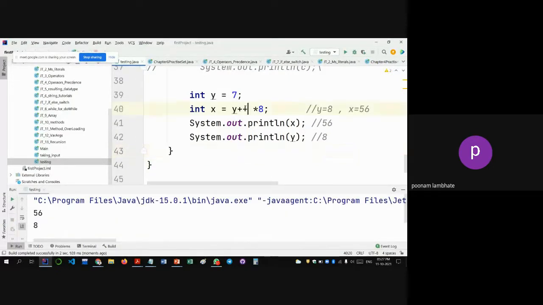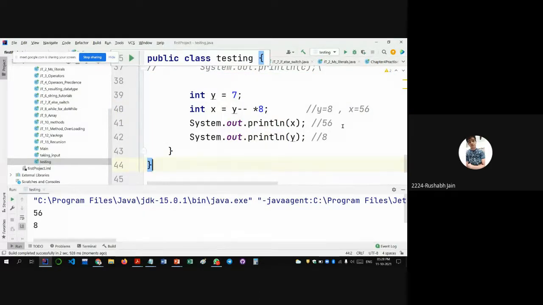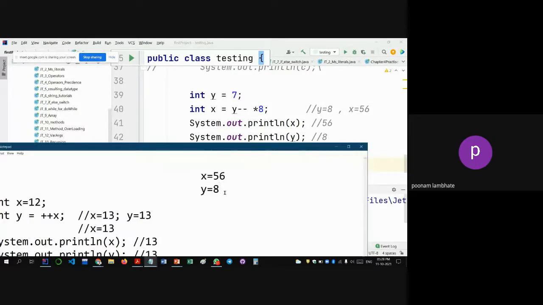Similarly, we can have y minus minus also. Now in plus plus, what do we do? We increase the value. So in minus minus, what will we do? We'll decrease the value. Can you guess what will be the answer now? 56 and 6. Okay, let us see.